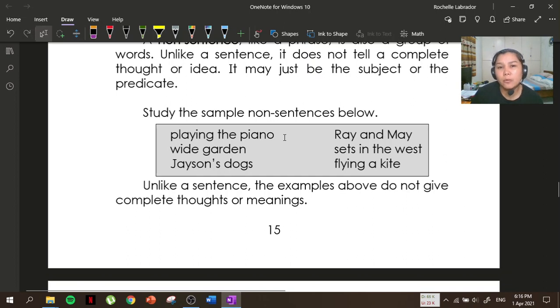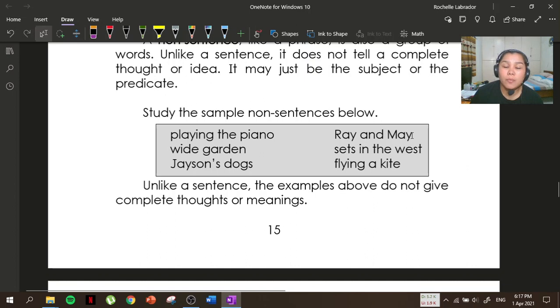O ano naman, kung playing the piano, it does not tell kung sino ba or what is it about or who is being talked about. Then next, wide garden. Jason's dogs. So teacher, this is a sentence because this begins with a big letter. So it does not apply because Jason is a name, so it should start with a big letter.